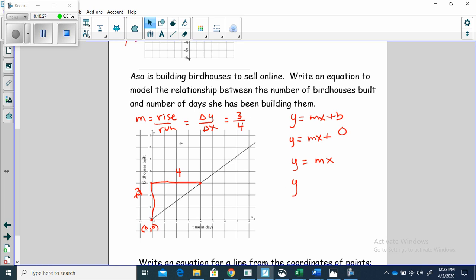Let's put that in for m. We're going to substitute for m, 3 over 4. Y is equal to 3 over 4x. What does this 3 over 4 actually mean? Since 3 is your change in y, it is the number of birdhouses built. That's on your y-axis. 3 birdhouses built, and the 4 is days, the x-axis, days. 3 birdhouses built in 4 days.